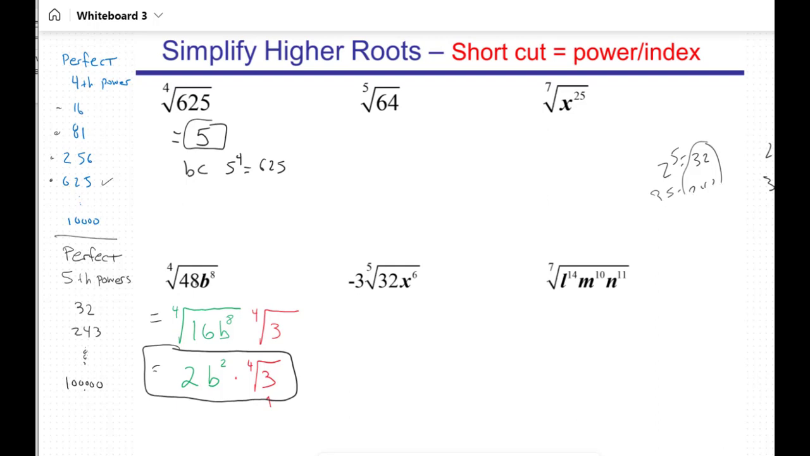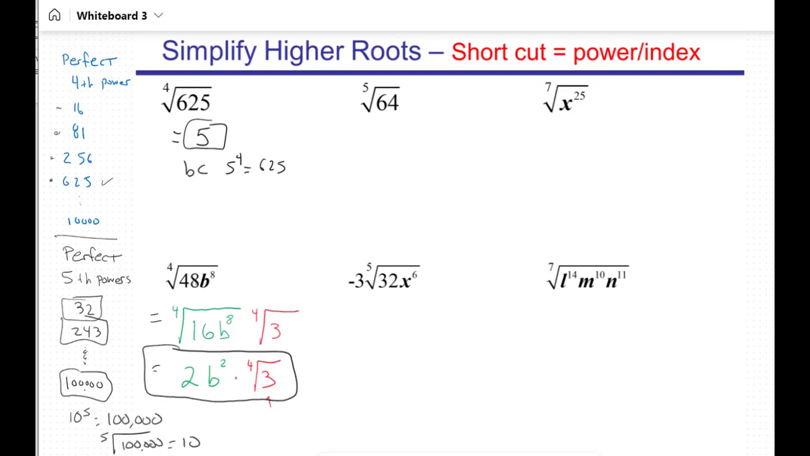There is one more fifth power that is useful to know. The other one is 100,000. 10 to the fifth power has 5 zeros. And so if you do a fifth root of 100,000, it's going to equal 10. If you know these three fifth powers, you know enough for doing fifth root problems.